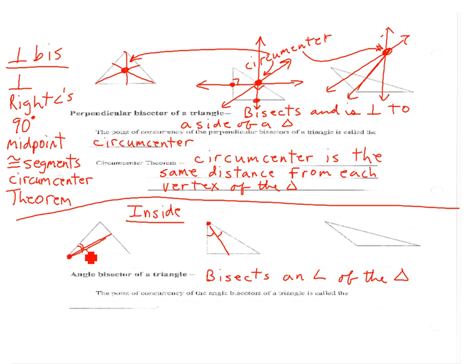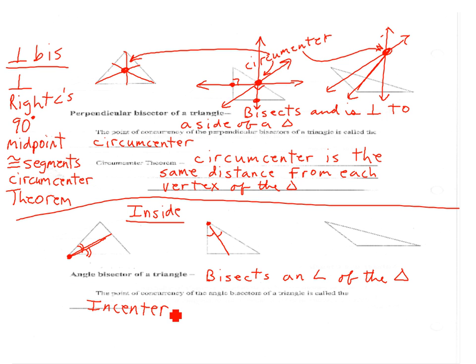The point of concurrency for the angle bisectors, there should, again, be 3 for every triangle, because each triangle has 3 vertices. Point of concurrency for the angle bisectors is called the incenter. Incenter.